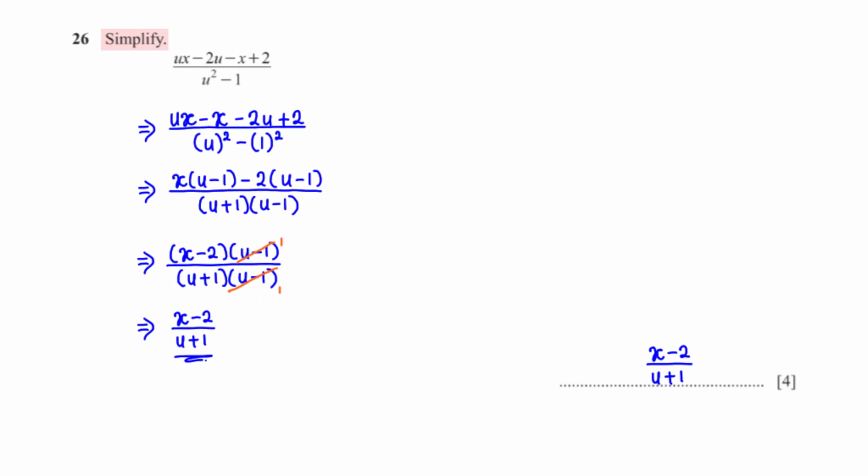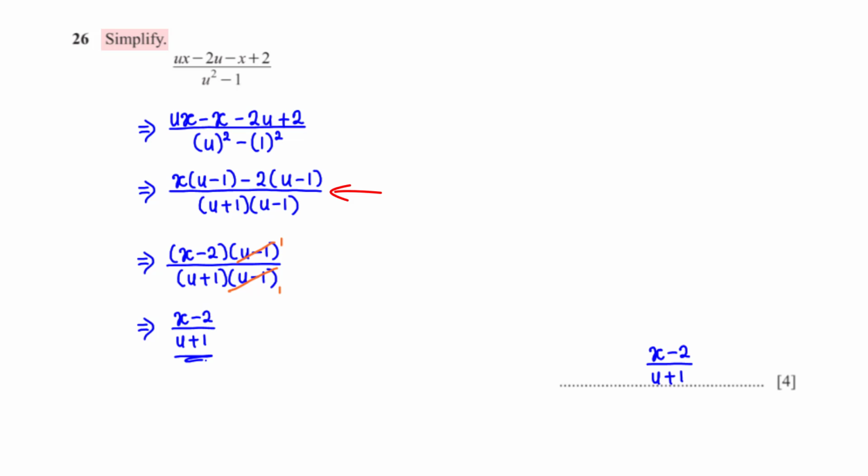Simplify (ux minus 2u minus x plus 2) divided by (u squared minus 1). For the numerator, we can put like terms together to give us ux minus x minus 2u plus 2. And for the denominator, u squared minus 1 can be written as a difference of two squares. In the numerator, when we factor out x from the first two terms, we are left with u minus 1. And for the final two terms, when we factor out negative 2, we are left with u minus 1.